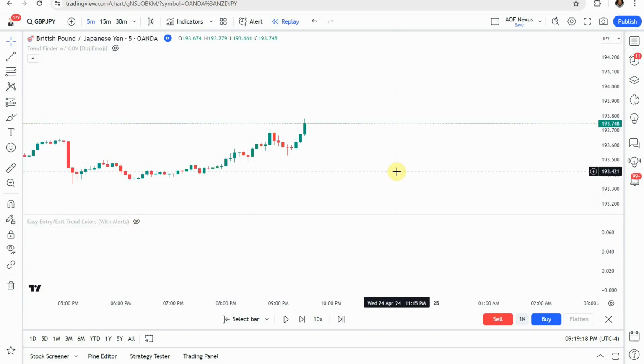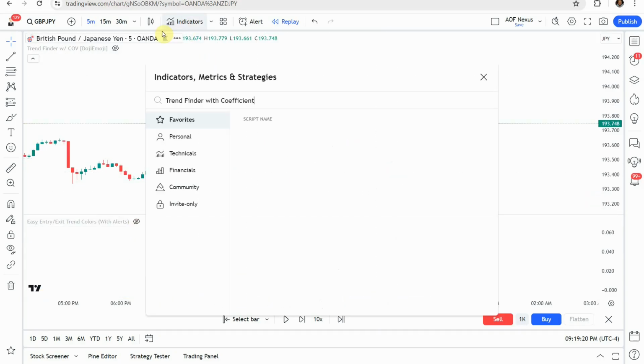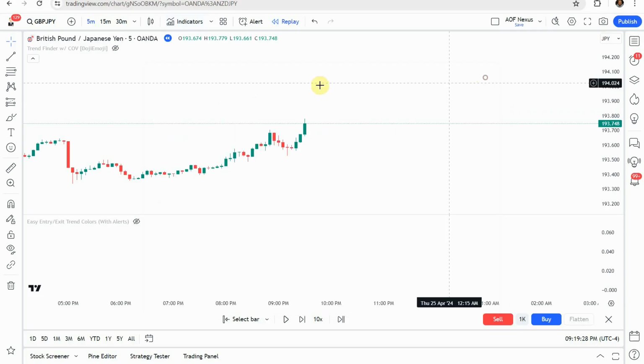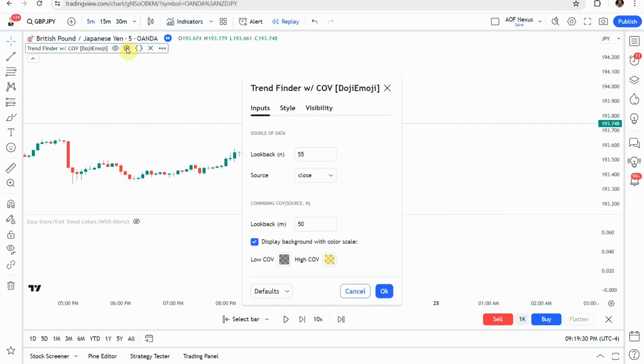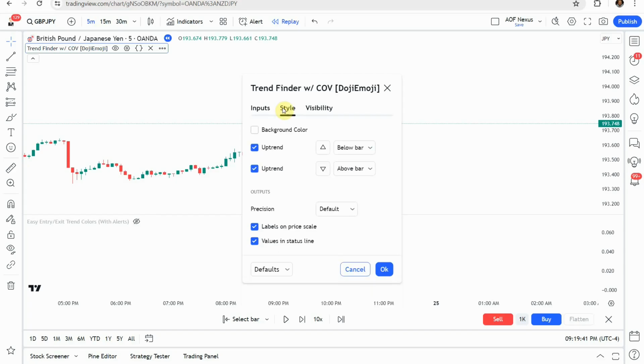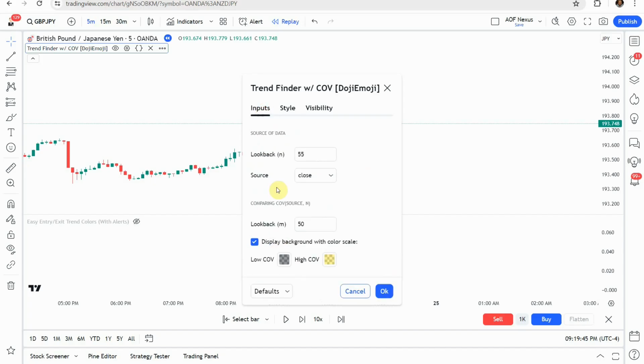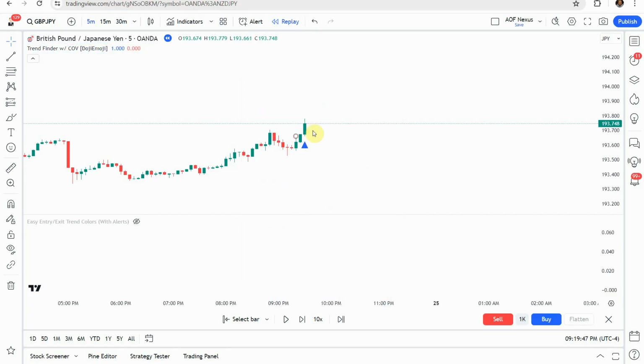And so we'll go ahead and hide these two indicators here. The first indicator we will add to the screen is going to be the trend finder with coefficient. This one right here. Add that to the screen, and we'll jump into the settings on this one. Under the look back, you're going to change that to 55, and everything else should stay the same. Just double check these settings are all the same as mine.